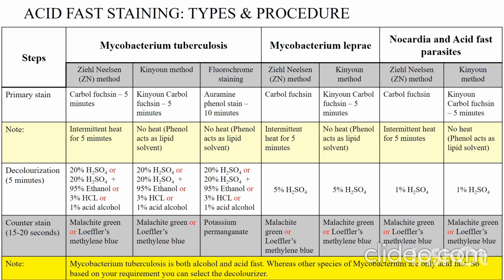There is another method where we can combine decolorization and counter staining in one step. That is Gabbett's methylene blue, which has the combination of decolorizer and the counter stain together, so that our steps become very easy to go with.